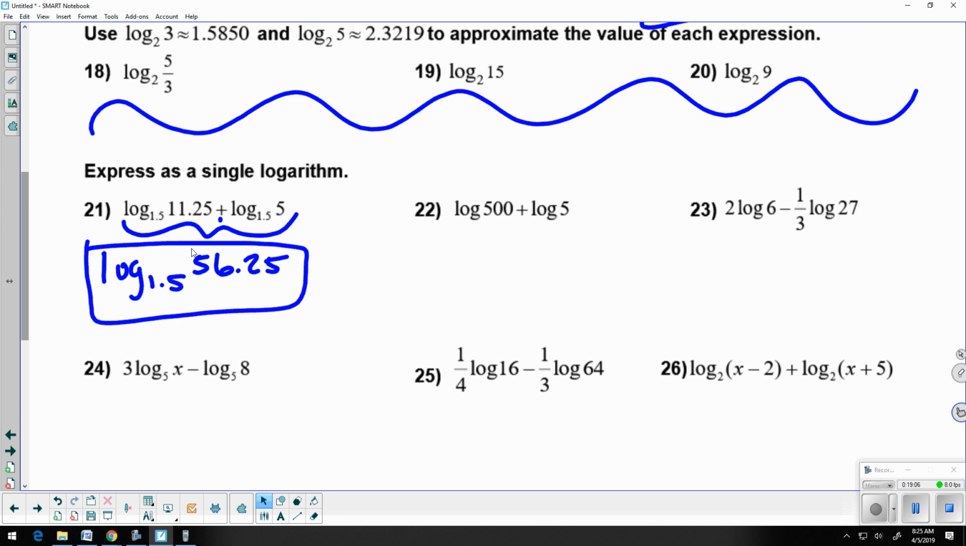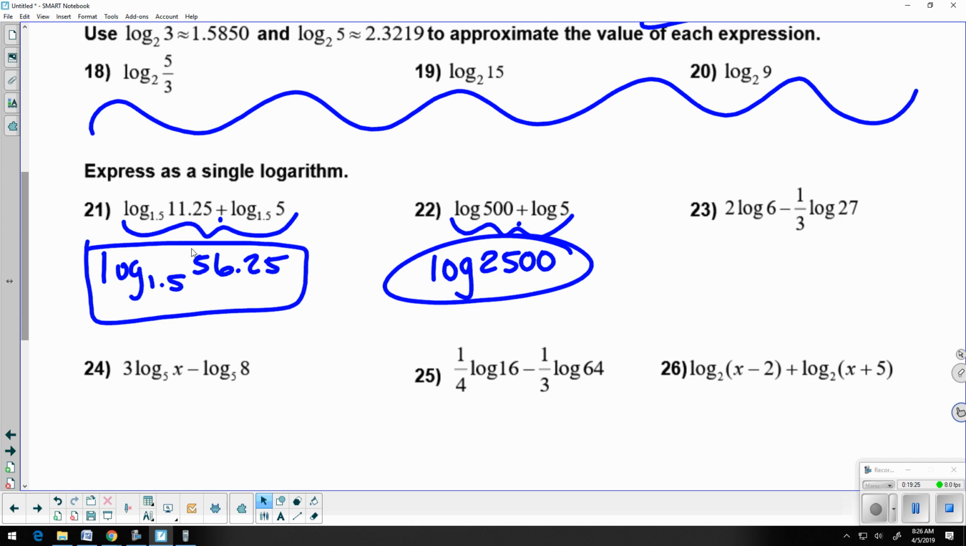So same thing for 22. I see a plus sign in between, so I'm going to condense this. I keep this a log, again, technically base 10 since there is no base, but we're just multiplying 500 times 5, and that'd be 2,500. And there's my answer.